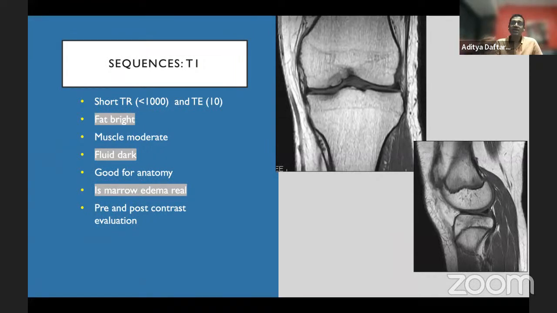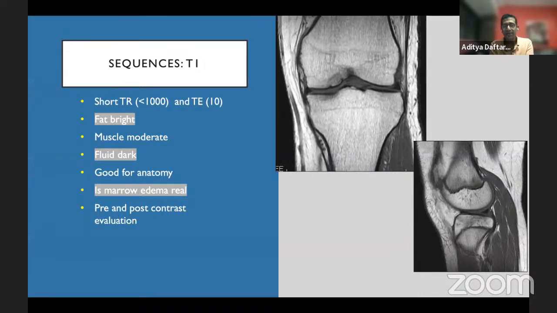So joint effusions are difficult to see, but it is very useful for us when we are trying to look for bone marrow edema and whether bone marrow edema is real or not. Sometimes on these fat suppressed images, we will see bright structures, but when they don't show up on the T1 weighted sequence, then we can say it's very mild edema. Whereas when they do show up as dark areas on T1 weighted sequences, we can say it's more significant edema.